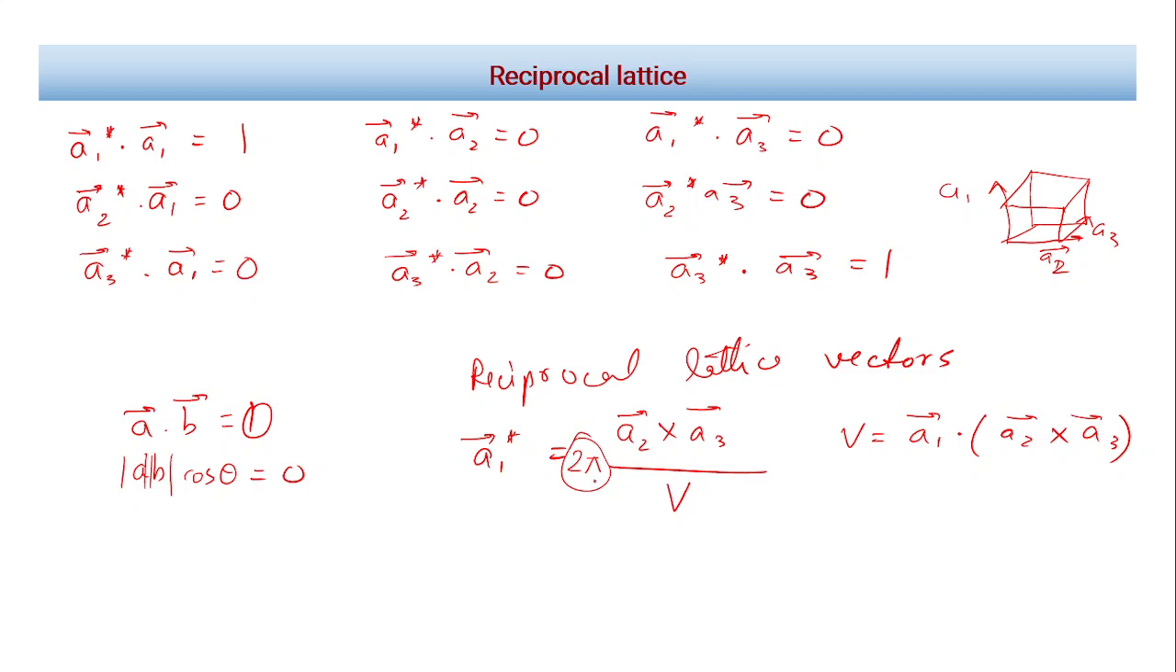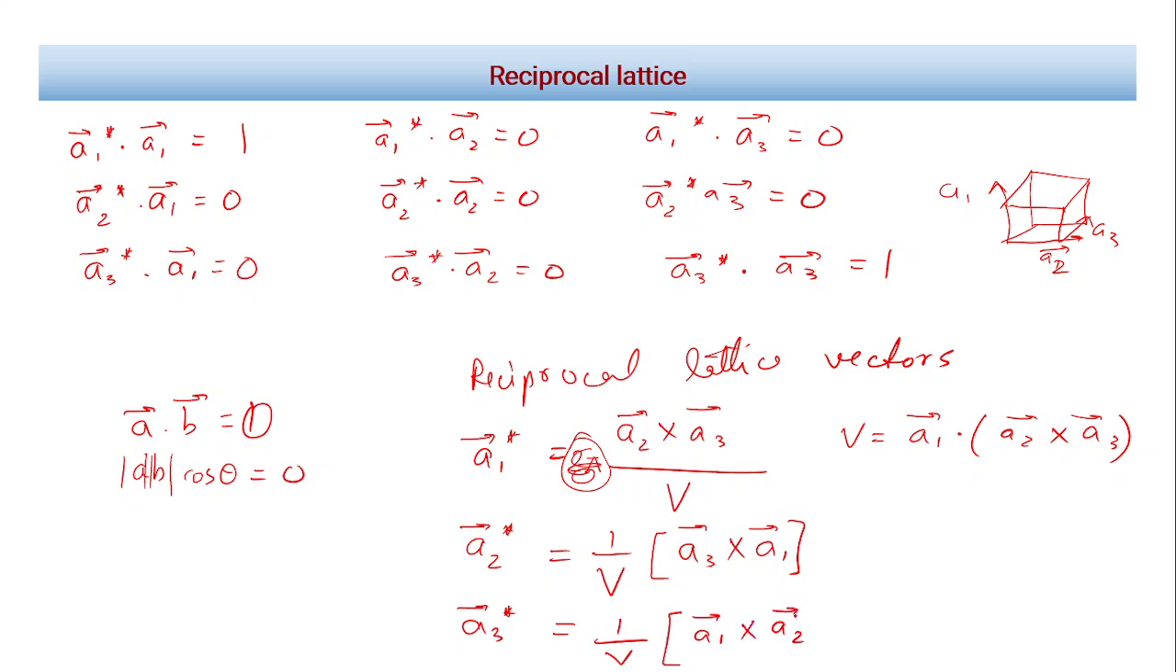This is just some adjustment constant. Sometimes people use it, sometimes we don't. Okay, so for A1 star, this is the expression, if I remove the 2 pi. And the next reciprocal lattice vector, again 1 by V and A3 cross A1, and A3 star, the third reciprocal lattice vector, will be given by 1 by V and A1 cross A2.